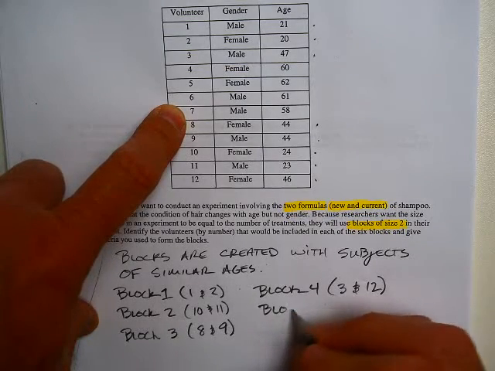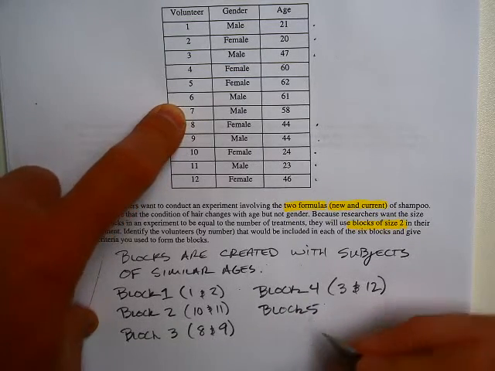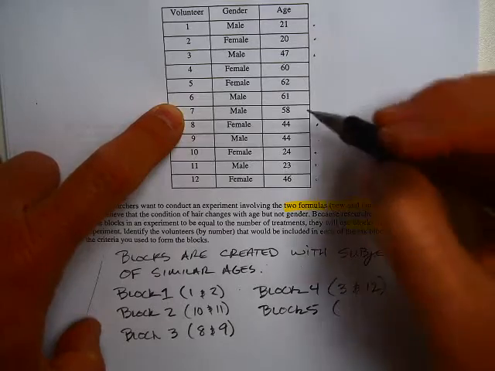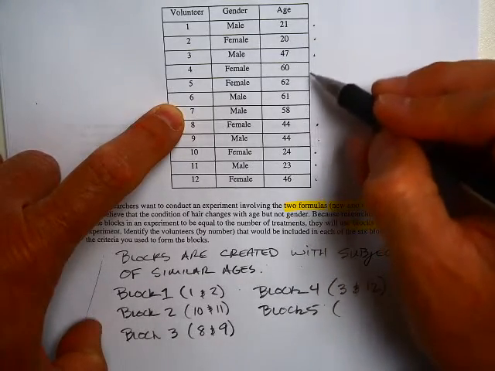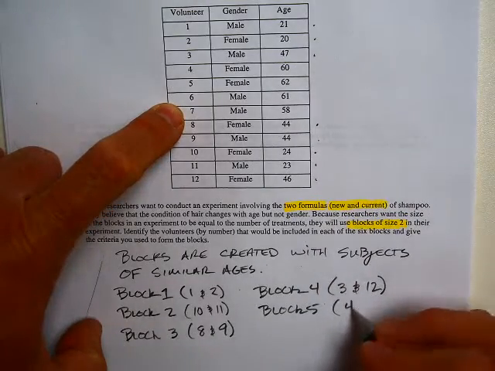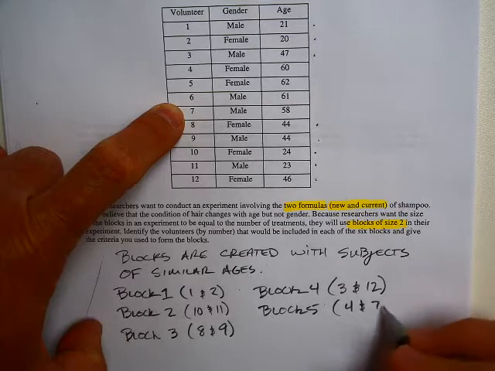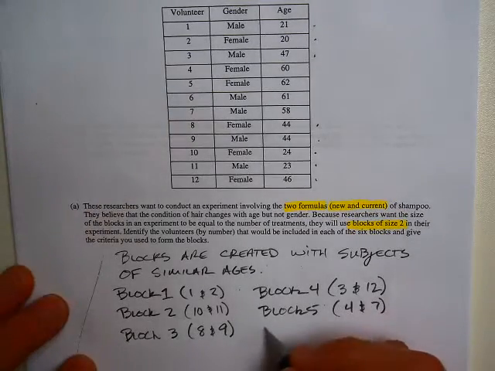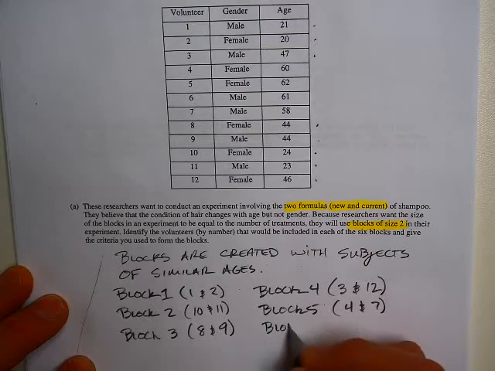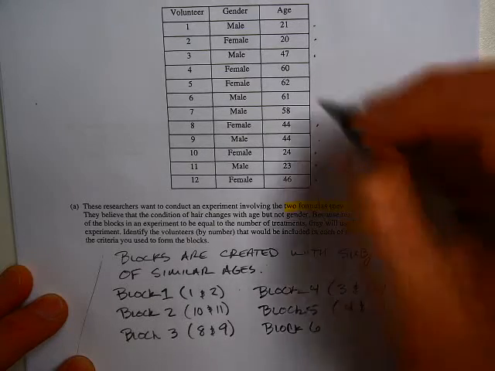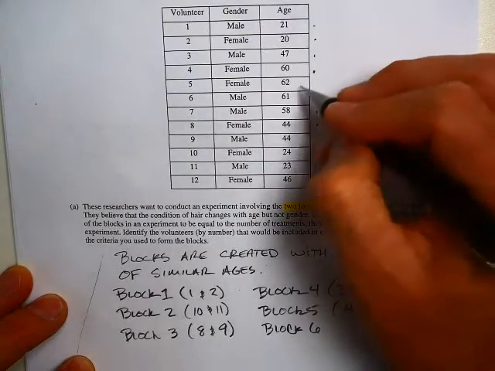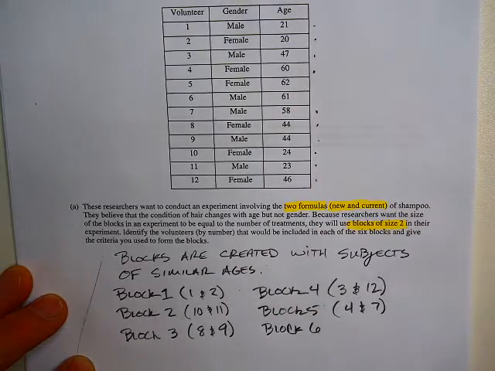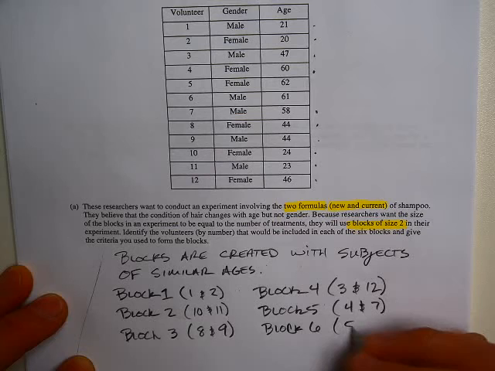So block 5 is going to be my 58, 7 and 4. I'll write that as 4 and 7. And block 6 is going to be the last 2, which are going to be the 62 and the 61-year-old, 5 and 6.